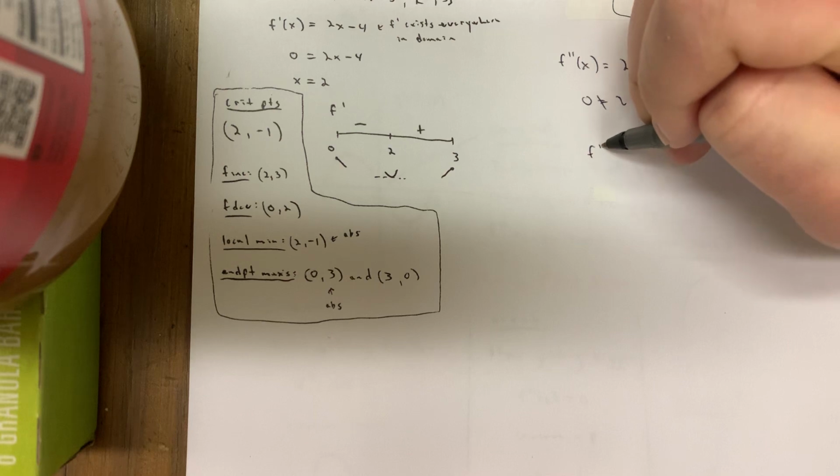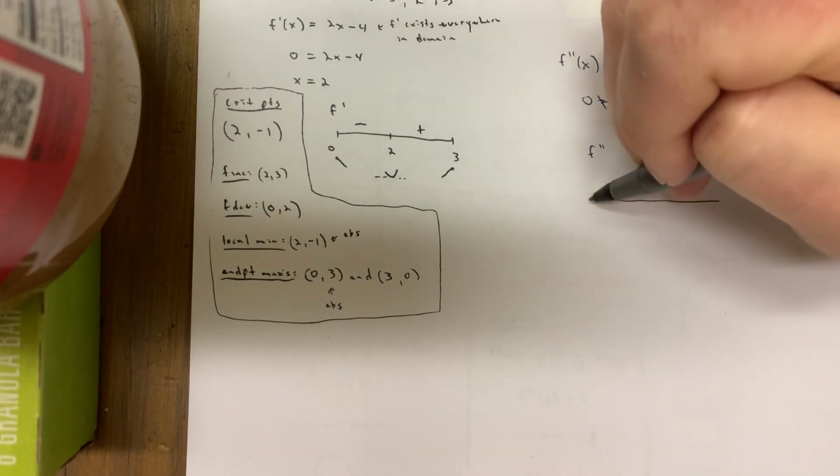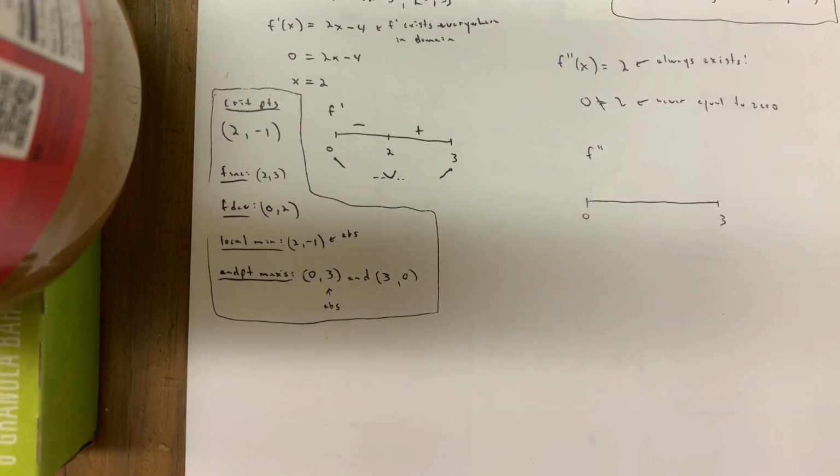But you could still draw that f double prime line. That's where I draw the line. The f double prime line, 'tis bounded, in this case from 0 to 3. But there's no possible inflection point values to put on there, okay?